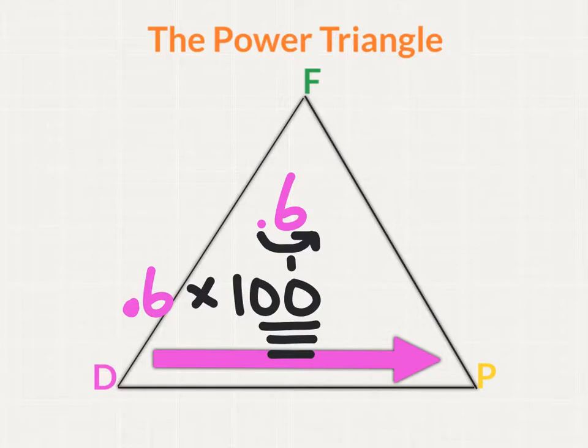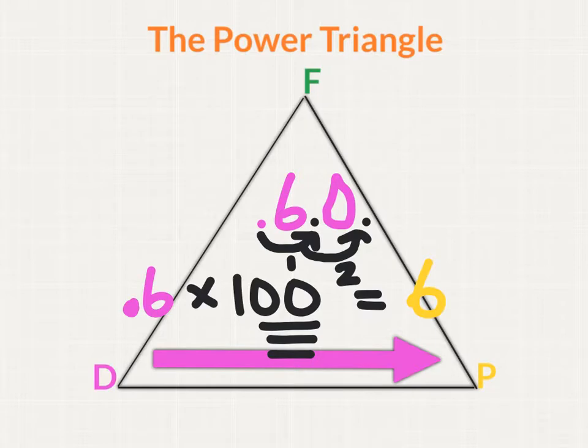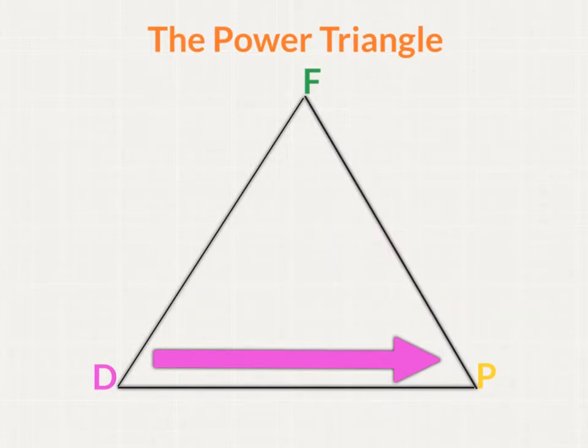But how do I do this? I'm out of numbers. I have no more digits in my number. If you said add a 0, you'd be right. Add a 0 and move that decimal one more time, that second time, so that 0.6 or 6/10 is the equivalent, the same value as 60%.